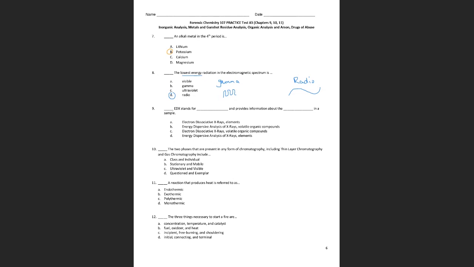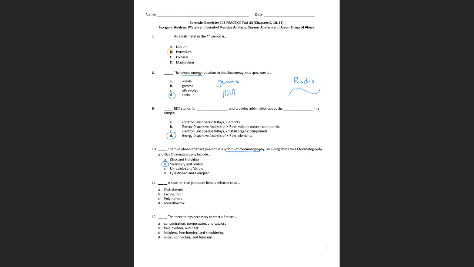EDX is energy dispersive analysis of X-rays, and it provides information about elements. So that would be D. And where is the EDX? What instrument is it housed in? Does anybody know? Good. It's inside the SEM. Excellent. The two phases that are present in any form of chromatography, including gas chromatography and thin layer chromatography and paper chromatography, is always stationary and mobile.